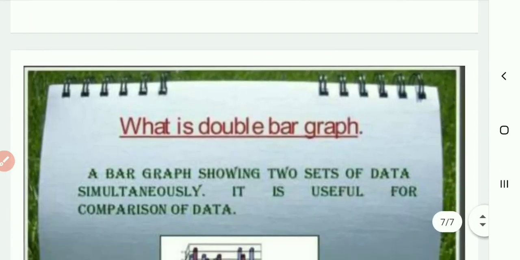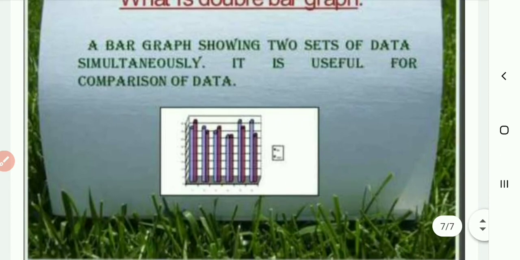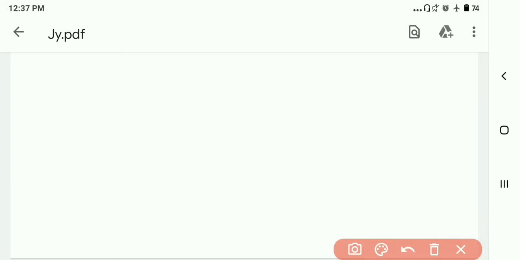Now what is a double bar graph? A bar graph showing two sets of data simultaneously. It is useful for comparison of data. Suppose you want to compare the marks of two persons, or anything, if you want to compare two things, then you have to make a double bar graph.